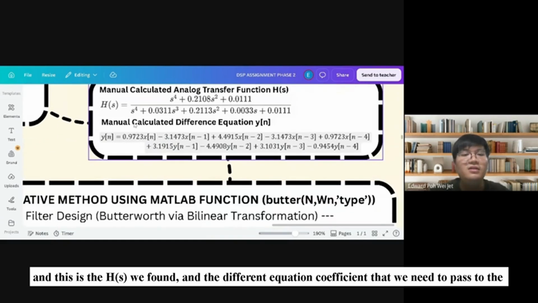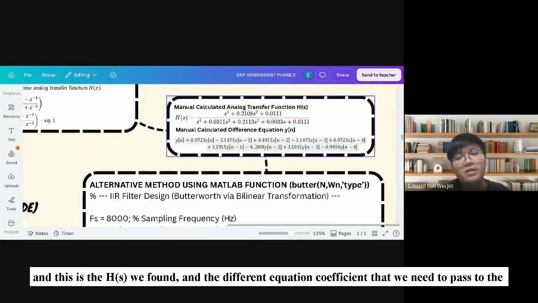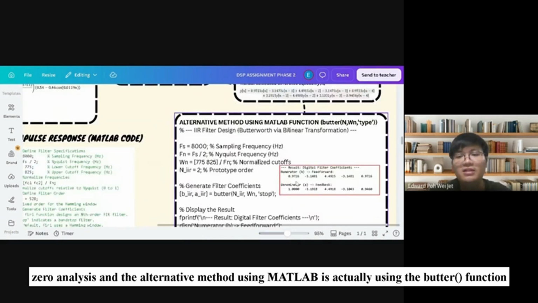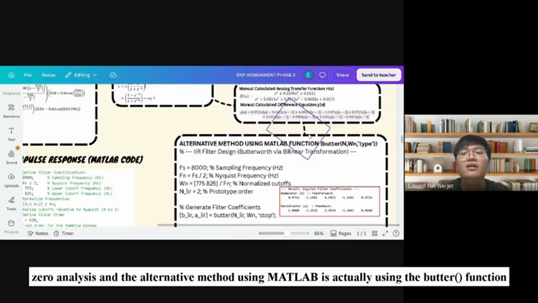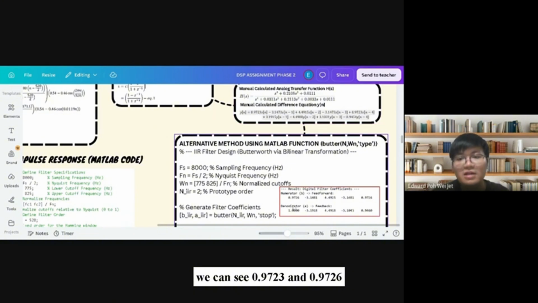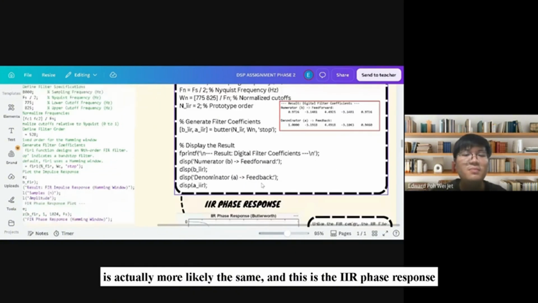Here are the difference equation coefficients that we need to pass to the zero analysis. The alternative method using MATLAB is the butter function. It gives more or less the same result. You can see 0.9723 and this is 0.9726. They are essentially the same.